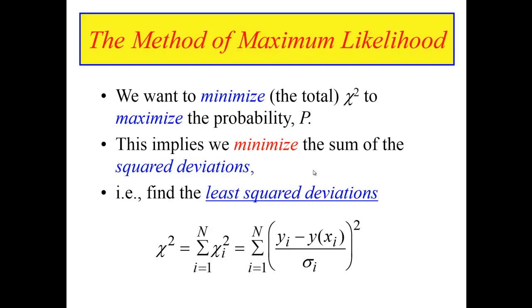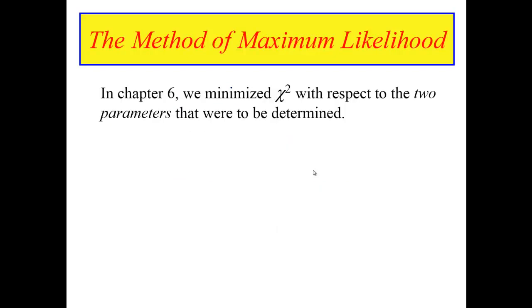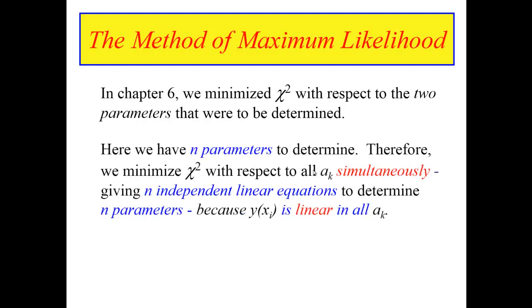The method of maximum likelihood and the method of least squares are just two different ways of referring to the same method. So in Chapter 6, we minimize the chi-square for a linear fitting function with respect to the two parameters of a linear function, the slope and the intercept. However, now in Chapter 7, we want to carry out this same approach for a function with a larger number of parameters.